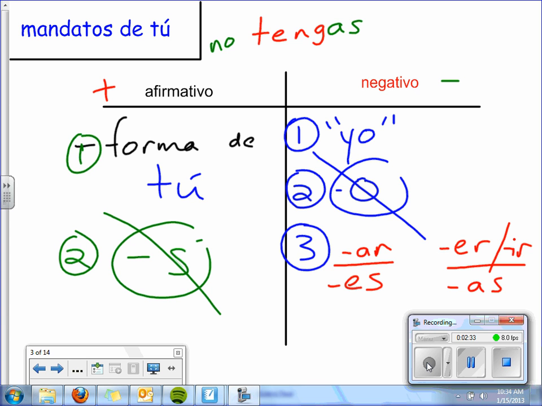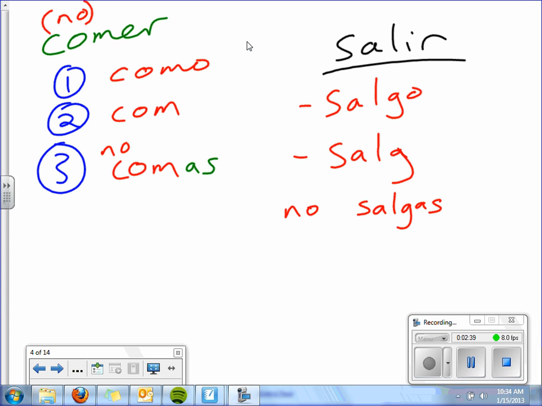Bueno, practicamos un poco. All right. We practice a little bit. Let's practice a little bit here. All right, so if we had comer, to eat. Our positive command, mandato afirmativo, you want to tell somebody to eat, would be come. Tú comes, drop the S, come. Come más fruta. Eat more fruit, right?